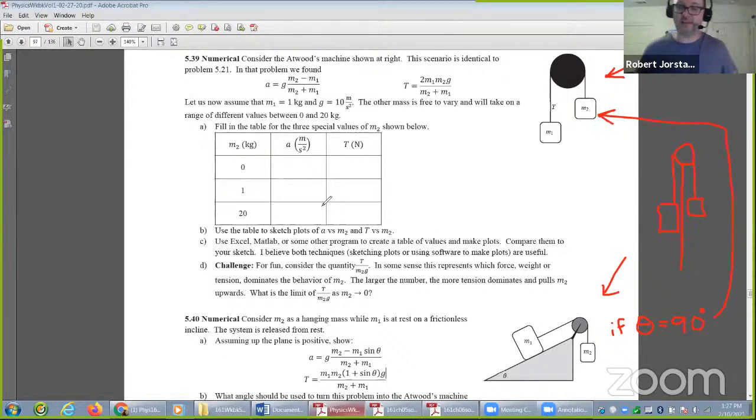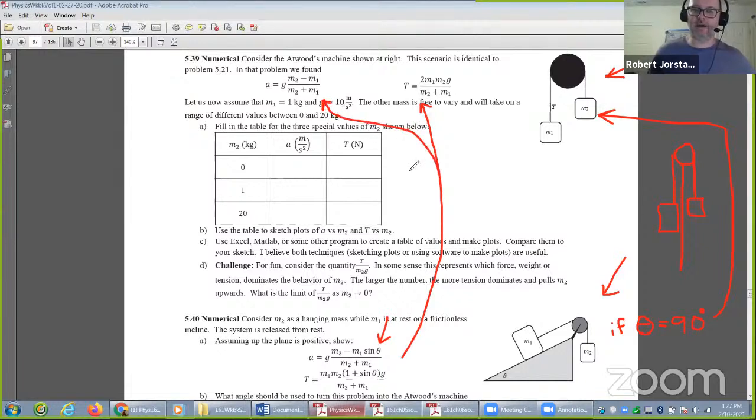So this is the advanced trick. We've done a general case. If we plug in 90 degrees, we should get these cases, right? Take a second to look at it. Plug in 90 degrees. Do you get the correct answers for problem 5.39? Sine of 90 is 1. We get the same answers.